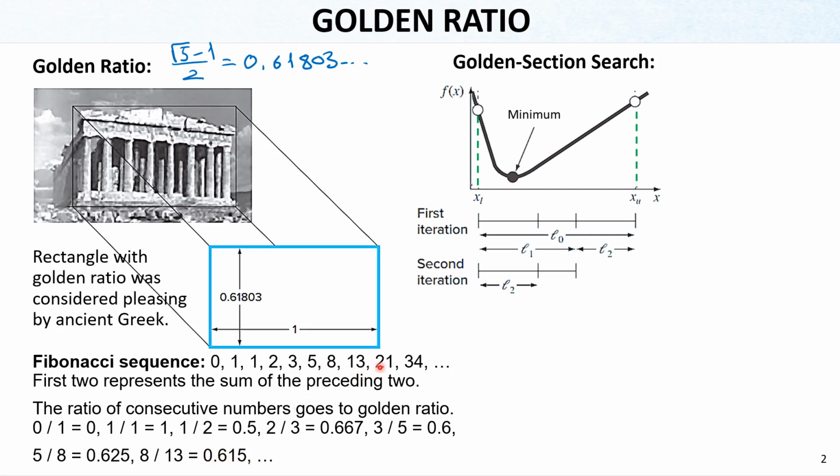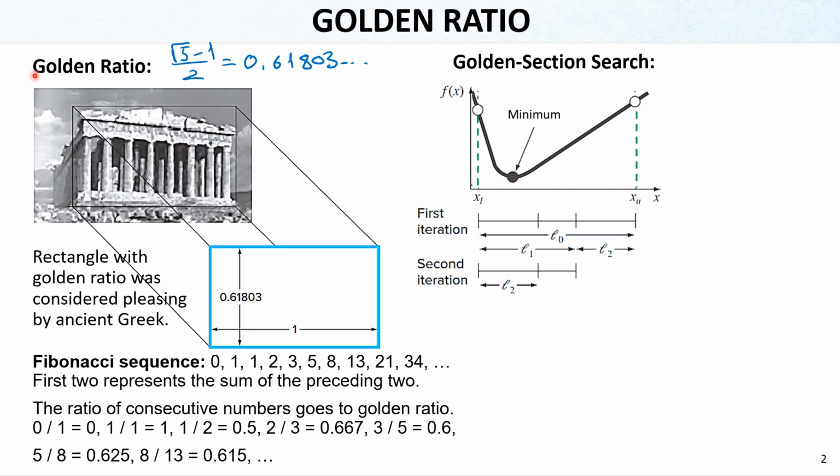8 divided by 13, 0.615, and if you continue, 13 divided by 21, and if you continue, it goes and converges to this value of 0.61803. So we can say that the golden ratio can come from the Fibonacci sequence as well.